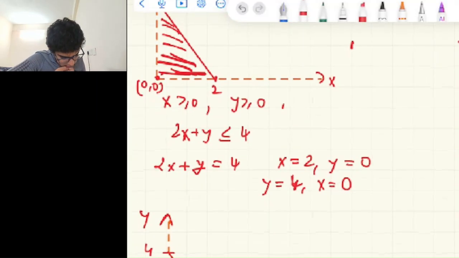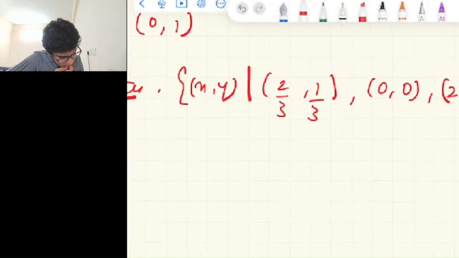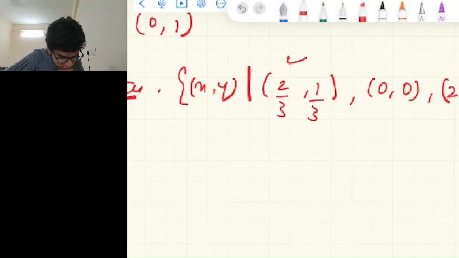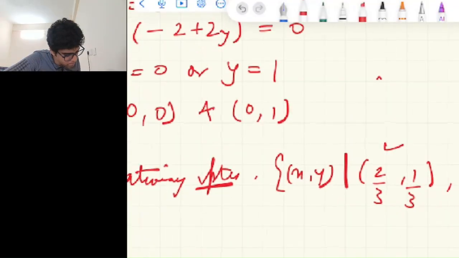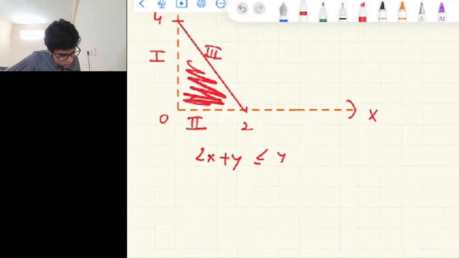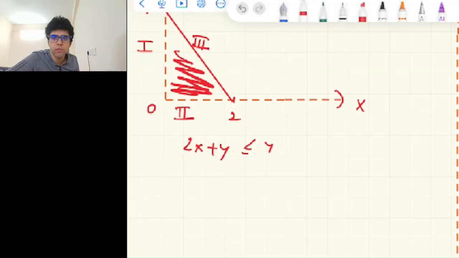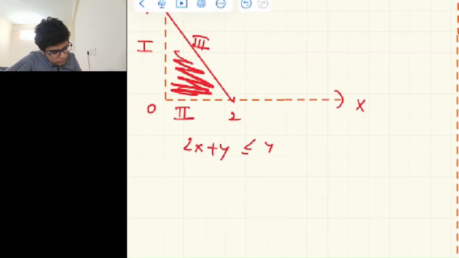And the other points that we had were these. 2 by 3 comma 1 by 3, yes, this lies. 0 comma 0 also lies. 2 comma 0, 2 into 2 is 4, 4 plus 0, yes, this point also lies. 0 comma 1, yes, this also lies. These points lie in the region. Now check the stationary points, right? 2x plus y less than or equal to 4. This was the line that we had.